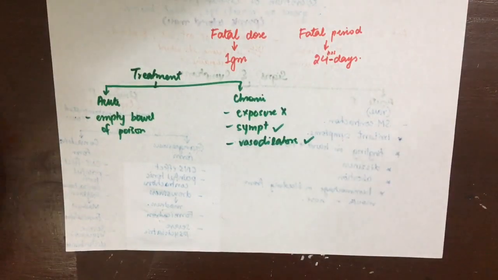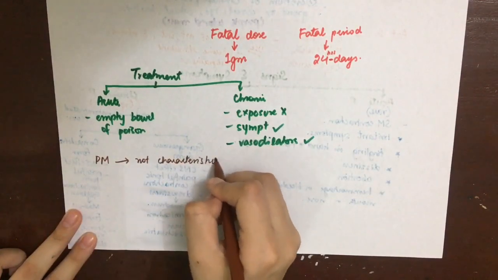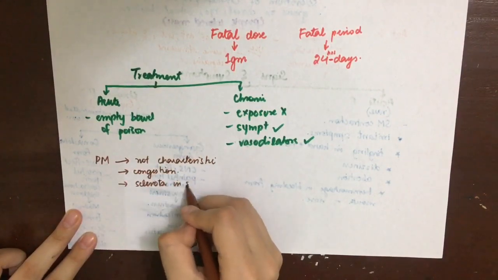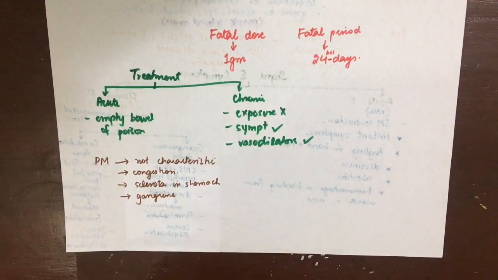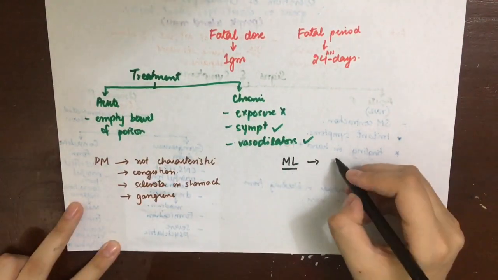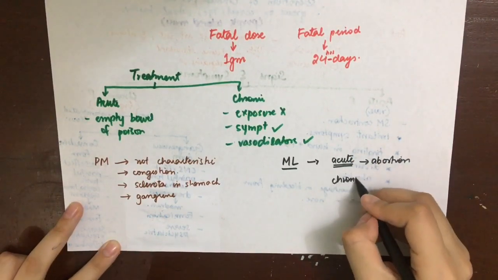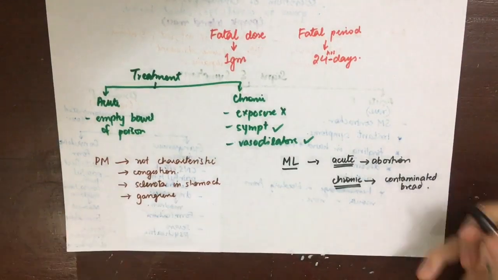Post-mortem appearances are not characteristic. There can be congestion of internal organs, and the mycelium or sclerotia can be detected in the stomach, and there is also gangrene of the toes and fingers. Medicolegally, acutely, if it is used in large doses, it can cause abortion. It's been used to procure abortion, and chronically, as I've already mentioned, it is due to the use of contaminated bread.